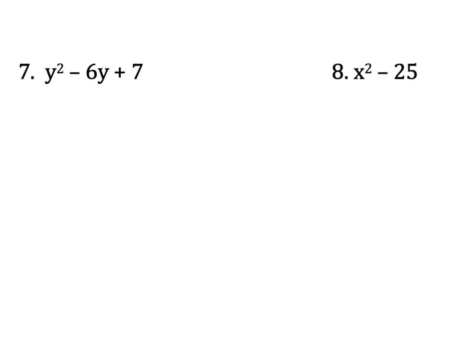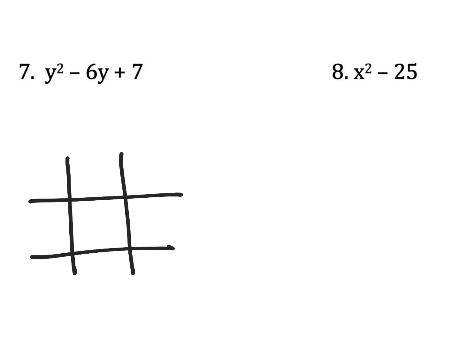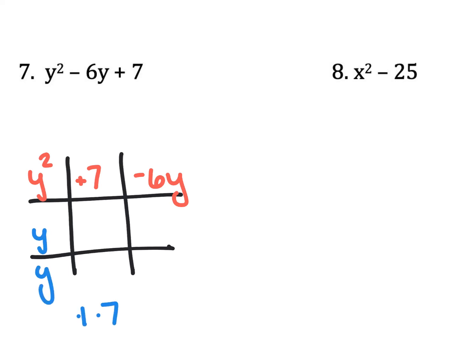Okay, on this next one, check and make sure it's in standard form. It goes quadratic, linear, constant, so I'm good. If it wouldn't be in standard form, make sure you reorder it. Go ahead and set up your tic-tac-toe board. First term, last term, middle term is my checking. Y times y, factors of 7 are going to be 1 times 7.